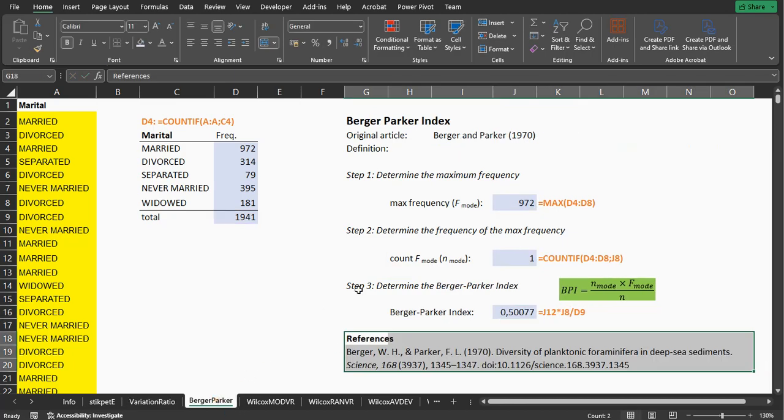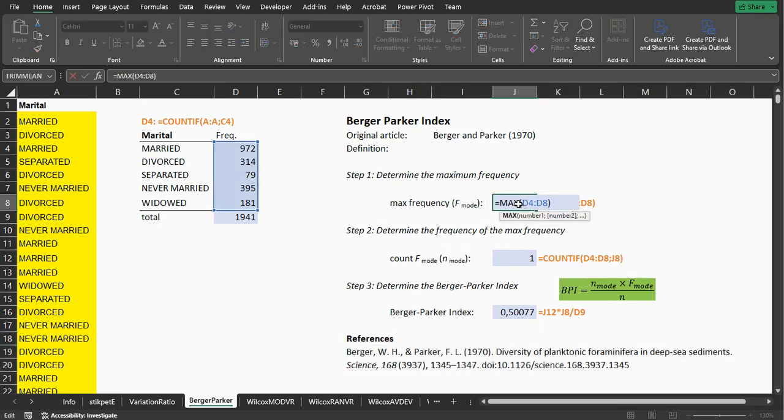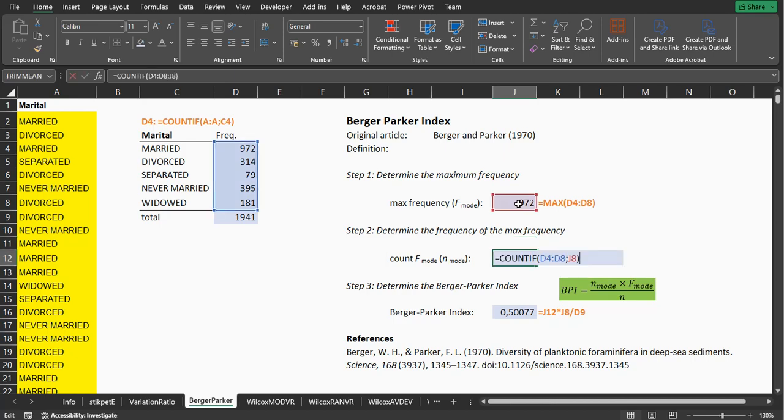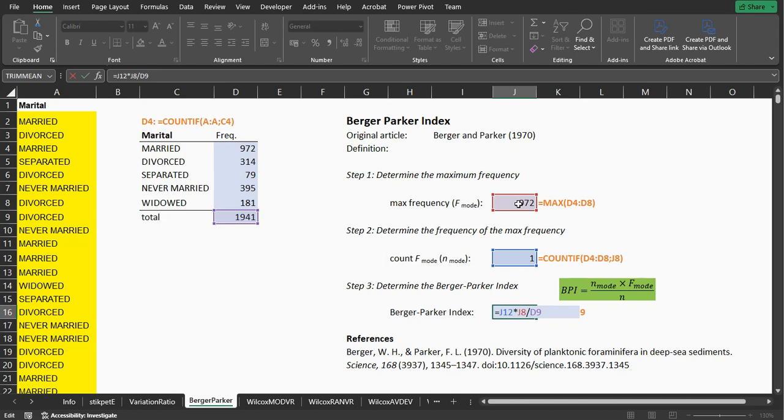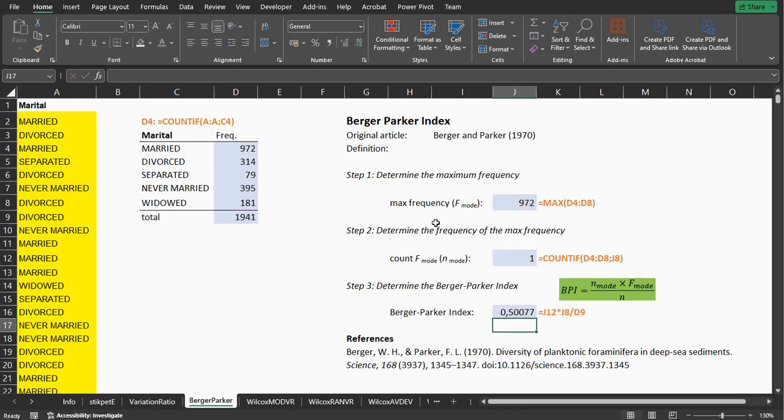The Berger-Parker Index is actually the same, but without the 1 minus. So this is the percentage of cases that do fit into the modal category. We do the maximum again, then again a COUNTIF, and then simply do 1 times the other divided by the sum of all the frequencies.